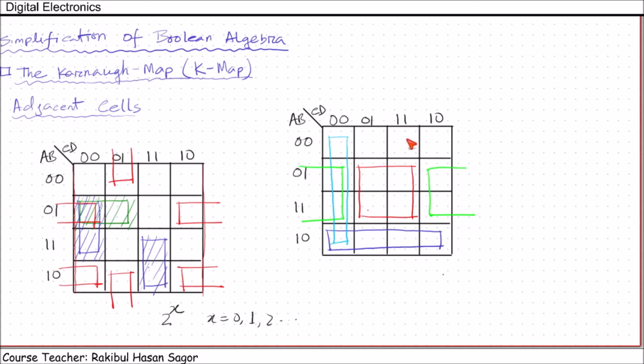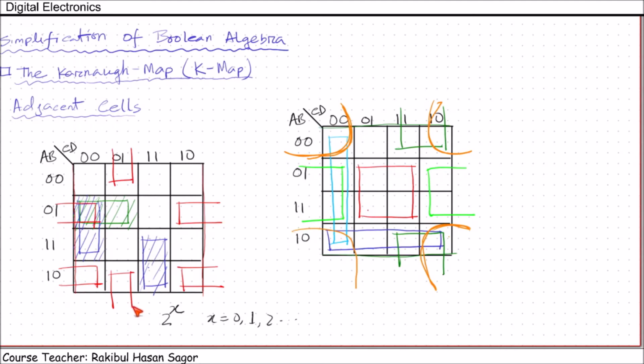Again, we can consider these two and these two, they are placed side by side if we make a cylinder out of these two lines. So these 4 cells are also adjacent cells. Finally, one unique feature of this 4 variable Karnaugh map is that all the corner cells 1, 2, 3, 4 are adjacent cells. These 4 corner cells are adjacent cells. So here adjacent cells having 4 smaller rectangles and adjacent cells having 2 smaller rectangles are shown.